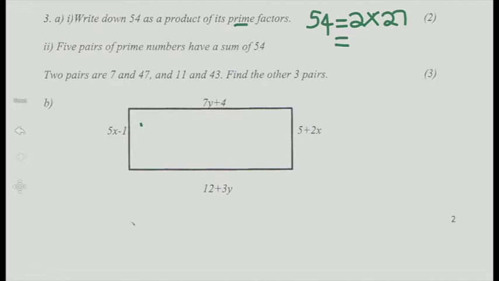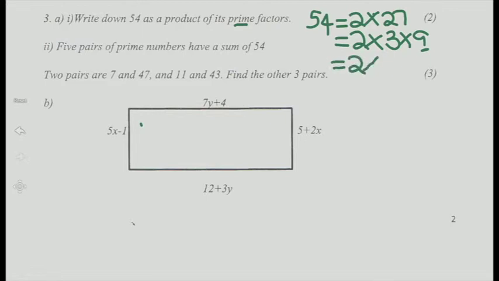And 27 is not a prime number because it is divisible by 1, by 3, by 9. So we have 2 times the least prime factor of 27, which is 3. It's 3 times what to give us 27? It's 3 times 9. And 9 here is not a prime number because it's divisible by 1, 3, and 9. So we are not done.